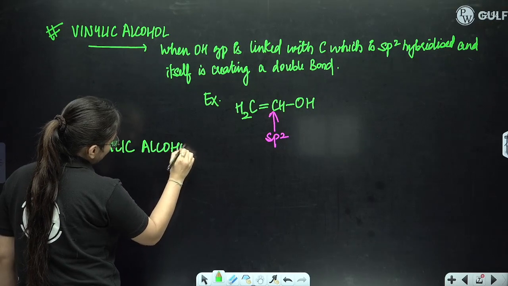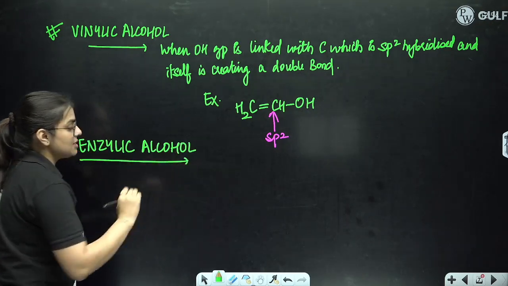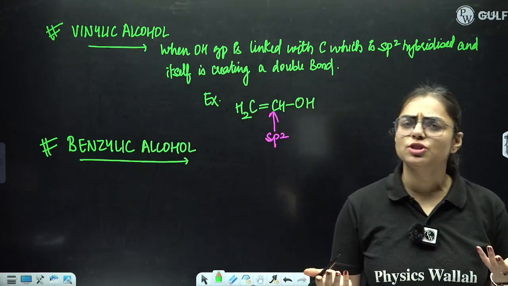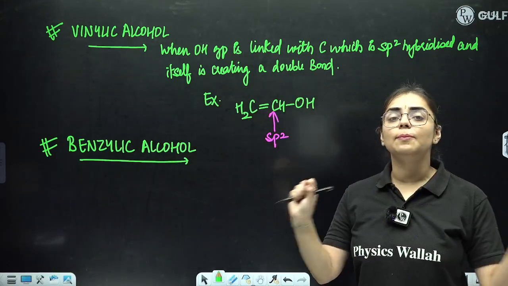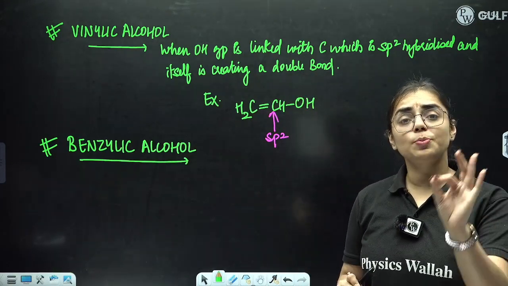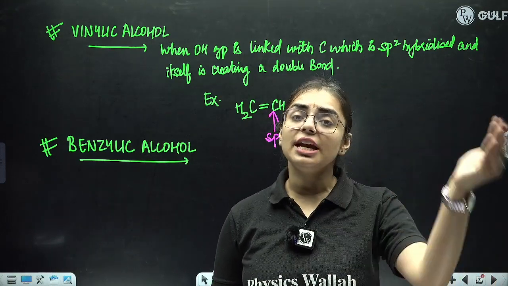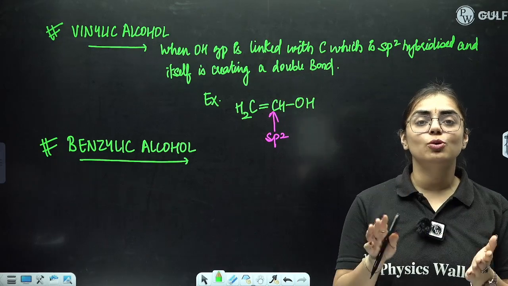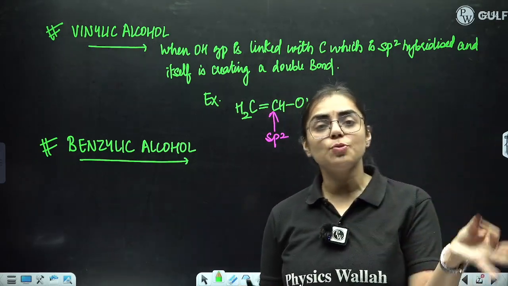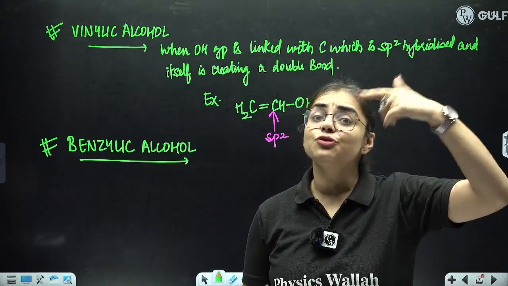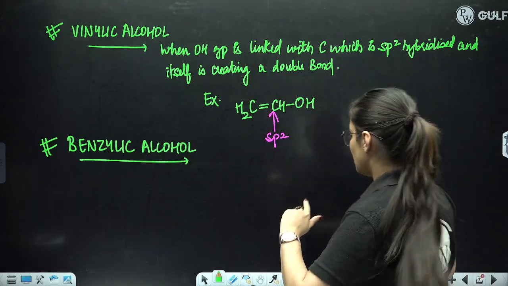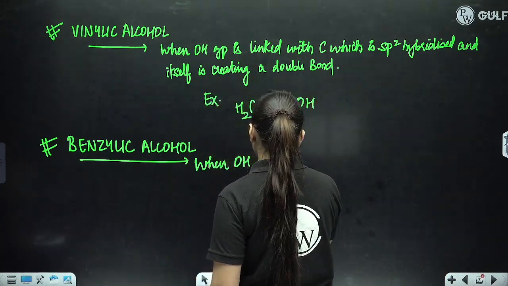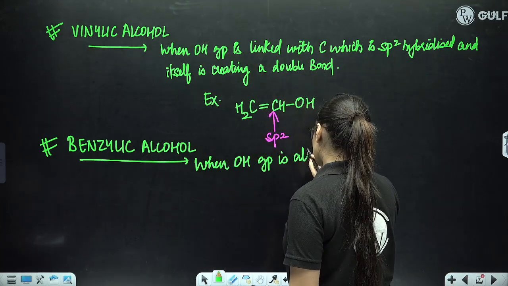Benzylic alcohol. Now students, as the name itself says benzylic, so many a time students just think that benzylic means OH group attached to benzene ring. But this is completely wrong. When OH group is attached to a benzene ring, that is creating your phenol, not your benzylic alcohol. Remember that benzylic alcohol is that alcohol in which OH group is attached to a carbon which is further attached to a benzene ring.